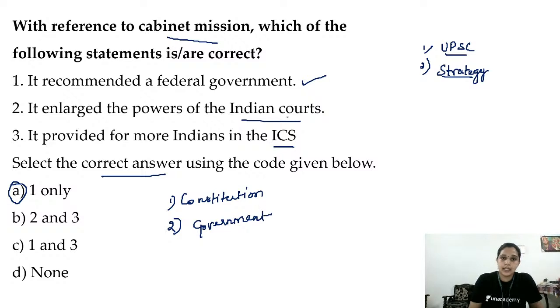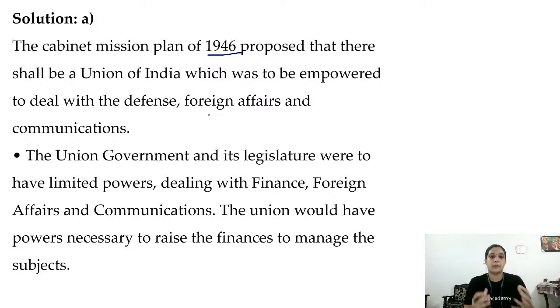Enlarging the powers of Indian courts happened very long back, before the cabinet mission, and providing for more Indians in the Indian civil services also happened very long back. But it recommended the formation of a federal government, which should be the correct answer, because when the cabinet mission came, the main motive was to form a proper constituent assembly and decide how the government is going to run.